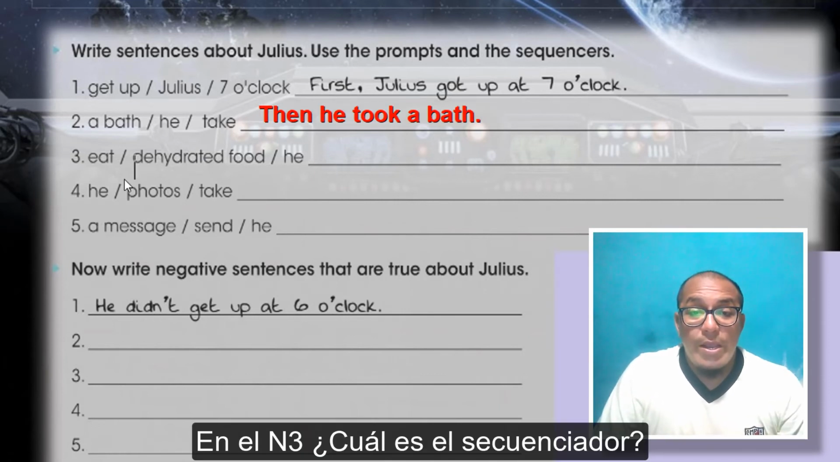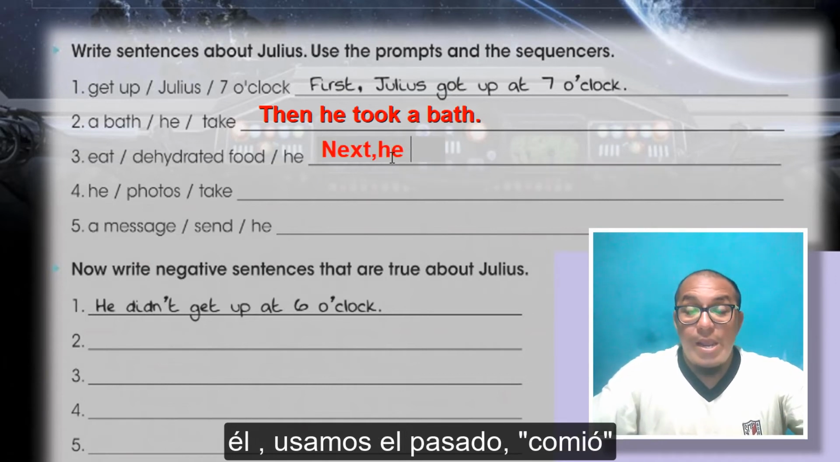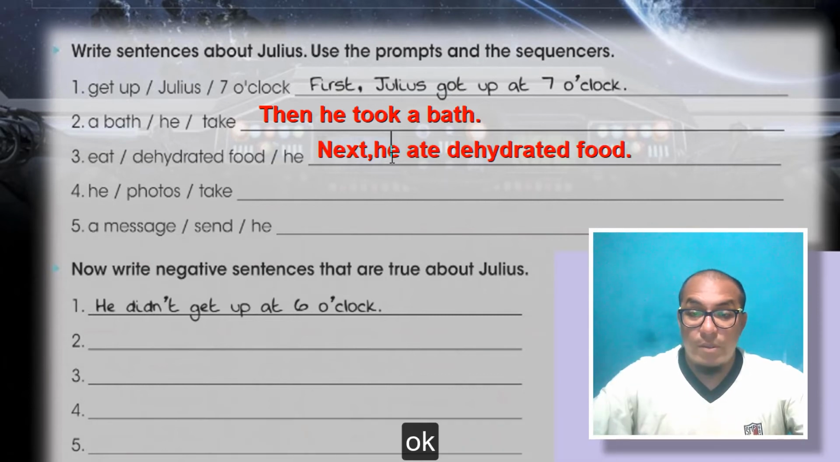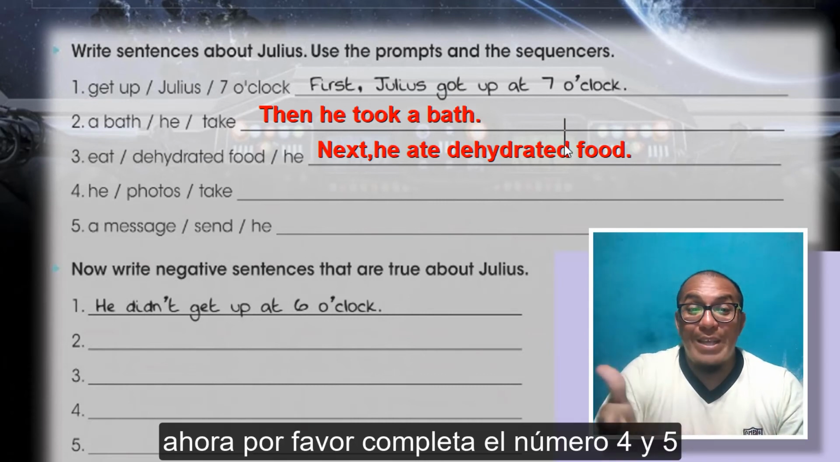In number 3, so what is the sequencer? Good, so we have next, he, use the past, ate dehydrated food. Okay? That's right. Now please complete for number 4 and number 5.